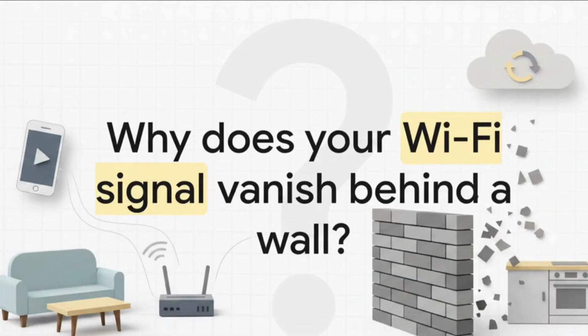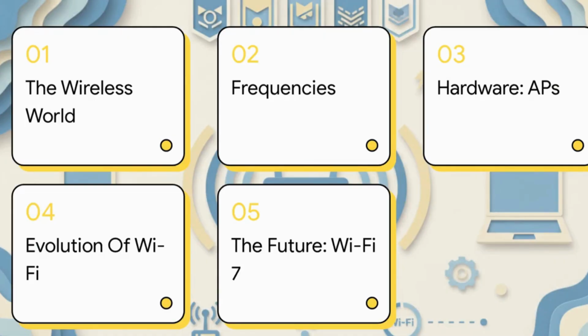Picture this. You're streaming a 4K video on your couch, totally flawless, right? But the second you take 2 steps behind the kitchen wall to grab a snack, buffering. Ugh, it's a completely universal frustration. But to figure out exactly why your signal just vanished into thin air, we actually have to dive into the physics of wireless connectivity. Okay, let's dive into this.